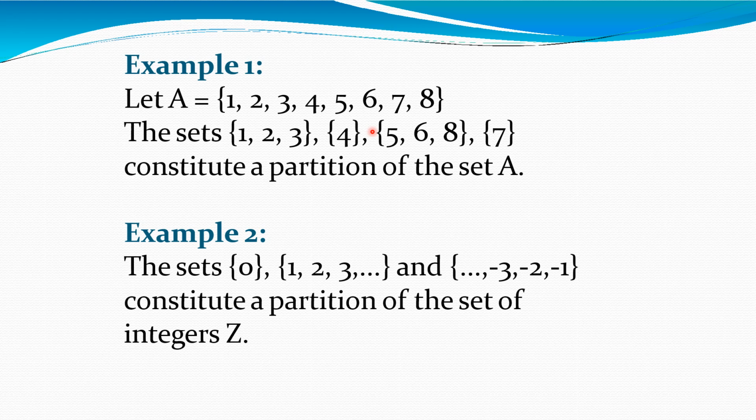Now, there is another partition. Say first I consider {1, 2, 3, 4} and another set, suppose {5, 6, 7, 8}. Then again both are non-empty subsets of A which are disjoint and their union is A. So in this way for the given set A you can define many such partitions. For the set of integers, the singleton {0}, the positive integers or natural number set, and the negative integers, these three sets constitute a partition of Z.